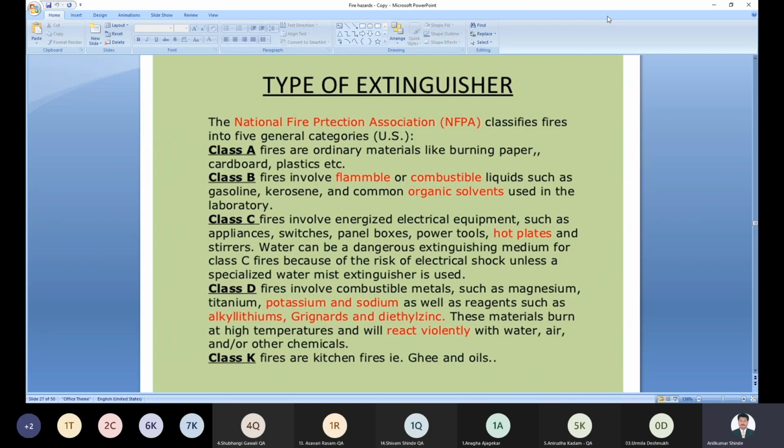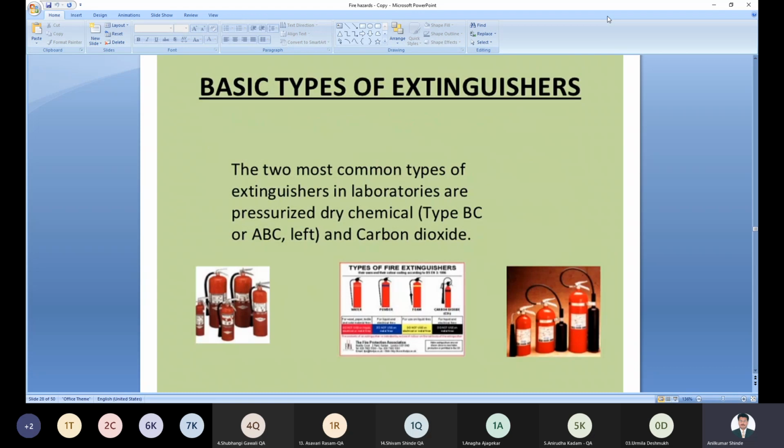And depending upon the type of extinguisher, the National Fire Protection Association classifies fire into five classes, right? We have seen class A, class B, class C, class D and class K. These are the different types of fire extinguishers that can be used. The basic type, the most common extinguisher in laboratories, is the specialized dry chemical, which you can use for type B and type C, or ABC. For materials causing fire, we can use this dry chemical to control the fire, and carbon dioxide also. These are the different extinguishers that can be used.